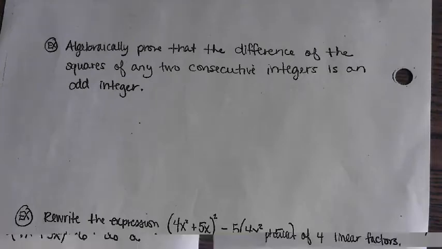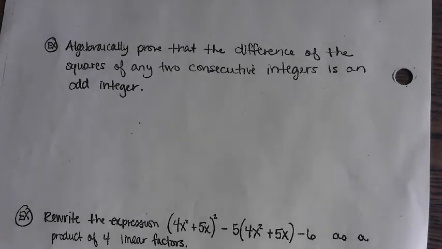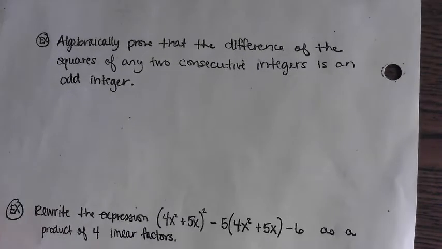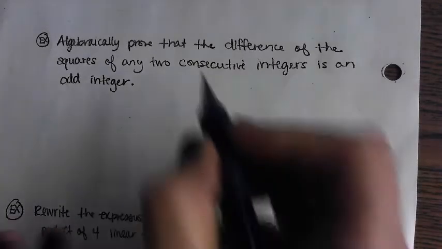One. Typical Common Core type question. You need to be able to read, and you need to be able to just kind of wrap your head around what's even happening here. So this asks us to algebraically prove that the difference of the squares of any two consecutive integers is an odd. So, first of all, let's start with consecutive integers.